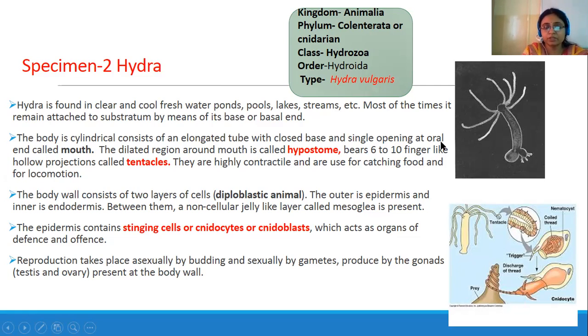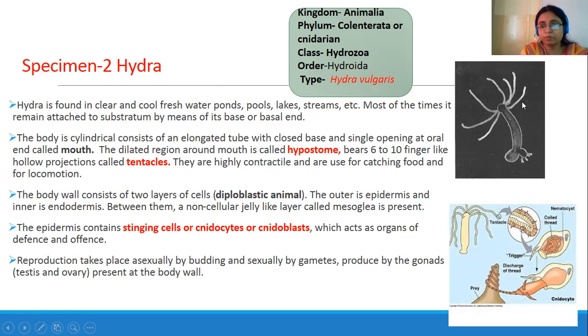So here you can see this hydra, it is a freshwater animal. You can find it only in the freshwater ponds, lakes, streams and rivers. Most of the time it remains attached to the substratum like that of the rock and soil with the help of its base. This is the base. But sometimes when it detaches from its substratum, it simply swims in the water. It somersaults in the water. Fine. So with the help of this tentacle, it simply swims in the water.